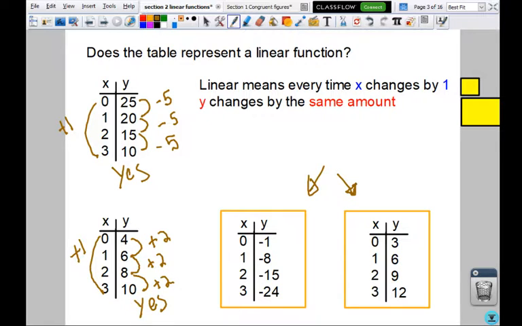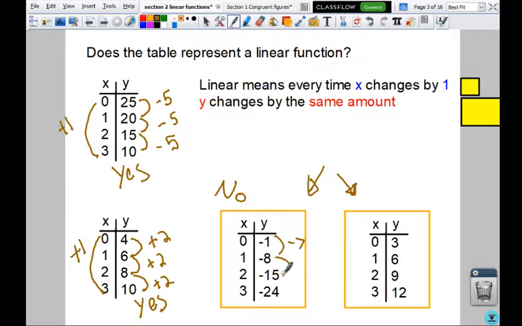All right, let's look at our first one. Ashlyn, let's look at this table right here. Is this linear? Yes or no? Because? So what does this y change by, from -1 to -8? How much does that change by? Yep, it goes down 7, right? How about on the next one? How much did it change by? I guess you got lucky and you guessed then.